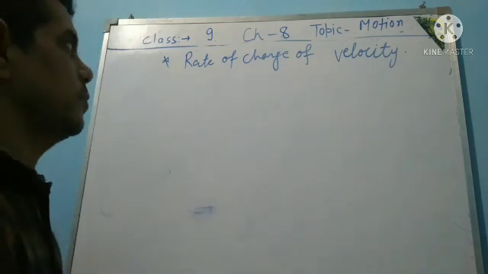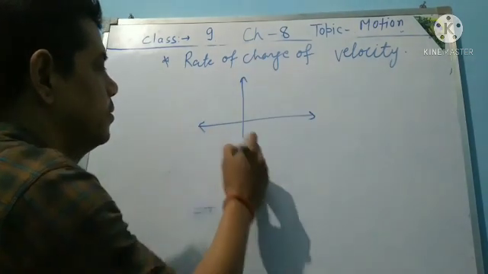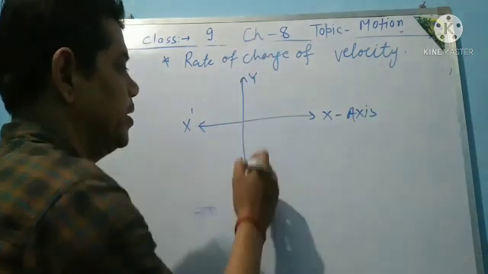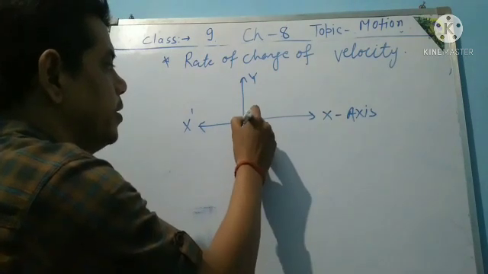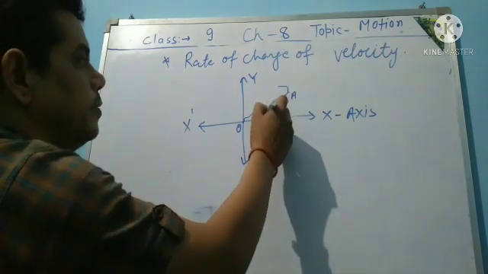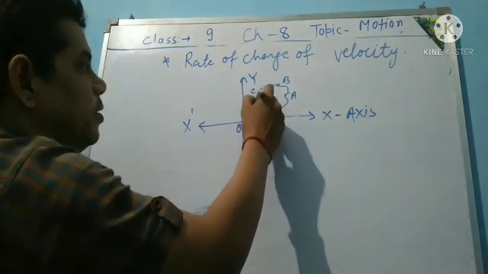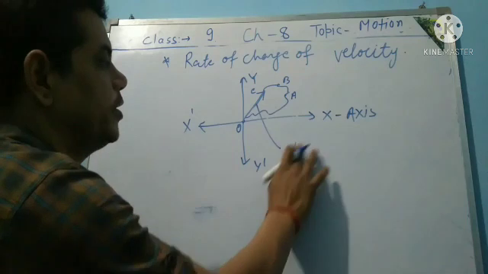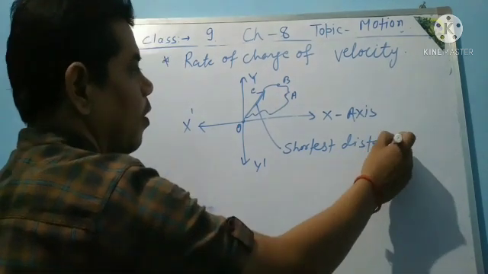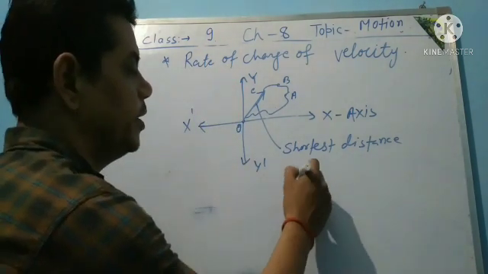So again, now start, that is x-axis, x dash axis, y-axis, y dash axis, that is origin, where a person moves to place A, B, moves to C. That distance O to C is the shortest distance of that object, that is displacement.